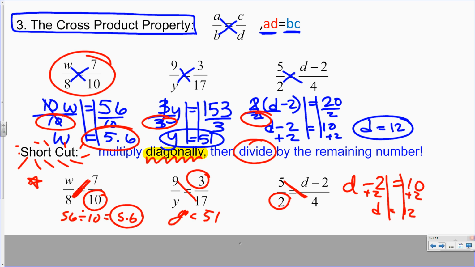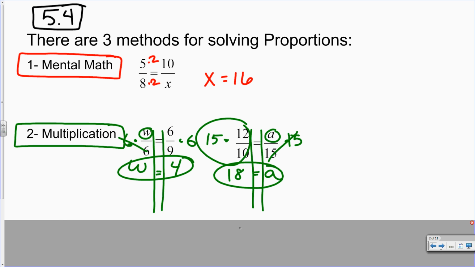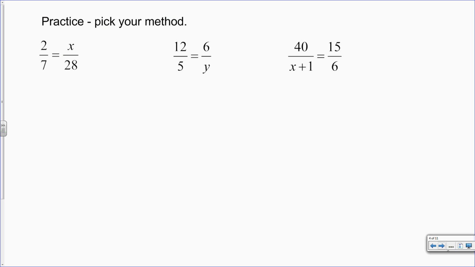So that is the shortcut method, and I'd like you to try that now on these 3 problems. And then turn it back on when you're done, and we'll look at them.